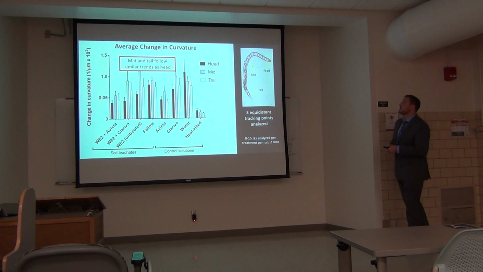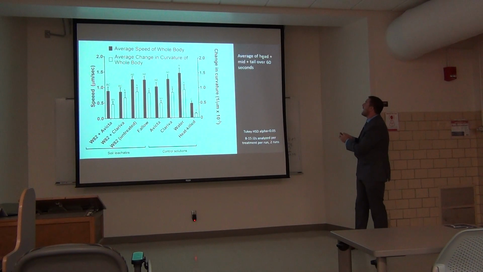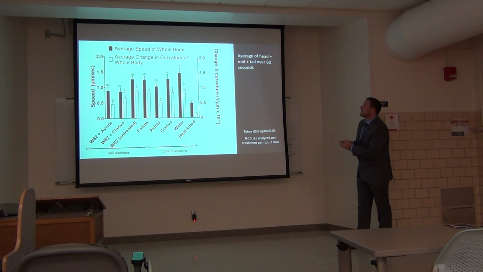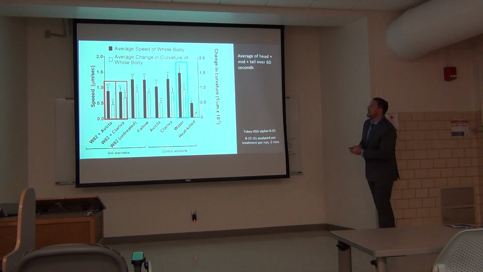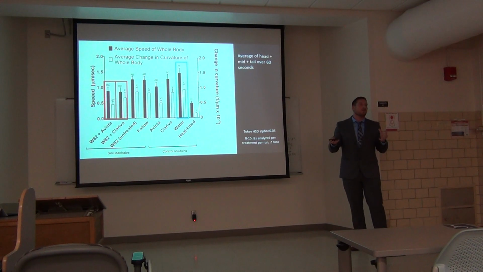Another interesting thing we can do is we can look at the whole body movement. So if we took together the head, the mid, and the tail and averaged those together, we can look at the speed in the black bar and change in curvature in the white bar. Speed is measured by micrometers per second, and again, change in curvature is 1 over micrometers. Kind of pulling out what we've seen in the previous few slides. Again, our 2 treatments show less movement compared to our water control. So that's kind of really saying, hey, our C treatments are kind of doing something with movement.